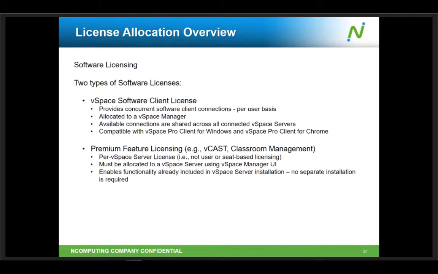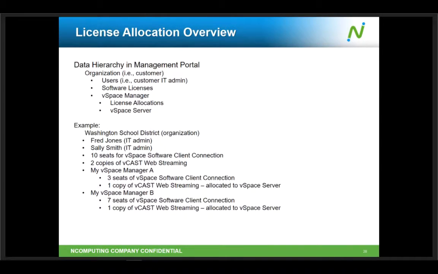This part is going to talk about license allocation: how, as an administrator, when you have your vSpace servers, the vSpace manager, and your login to the management portal, you can take your licenses from your vSpace manager and allocate them across your environment. There's a lot of information on the slide, but think about it as 2 types of software licenses: the vSpace software client licenses, and the premium feature licenses. You'll be able to see those licenses within the management portal and the manager, and then allocate them to your servers appropriately.